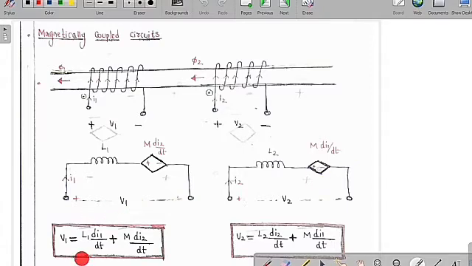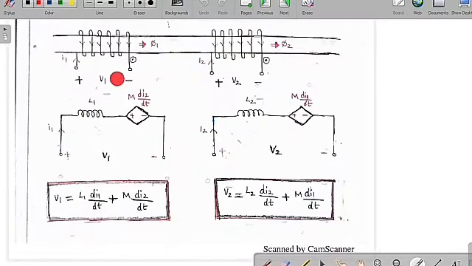So therefore V1 is equal to L1 into di1 by dt plus M into di2 by dt. Similarly V2 is equal to L2 into di2 by dt plus M into di1 by dt. So this is the overall equation. Whenever two fluxes are in the same direction, then you go for the positive sign, otherwise you go for the negative sign. So here from the dot I am going to leave the current.